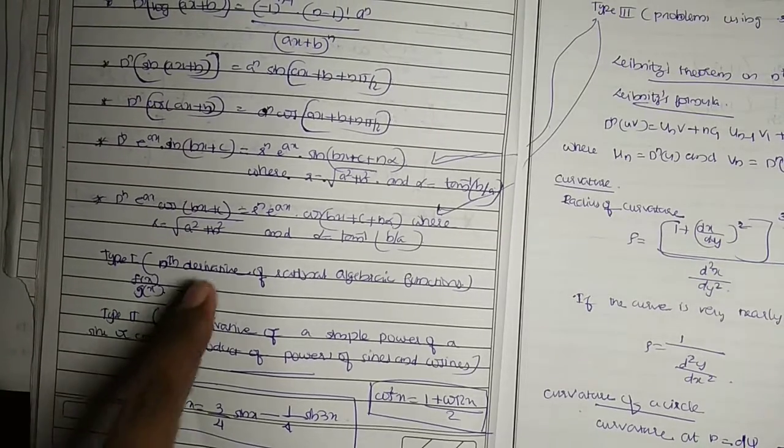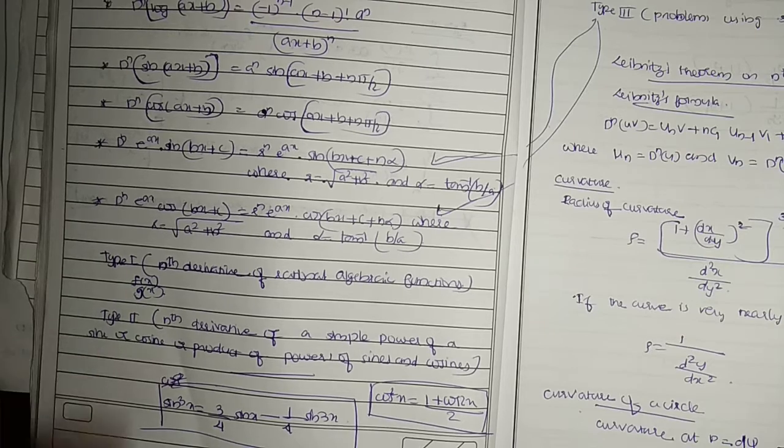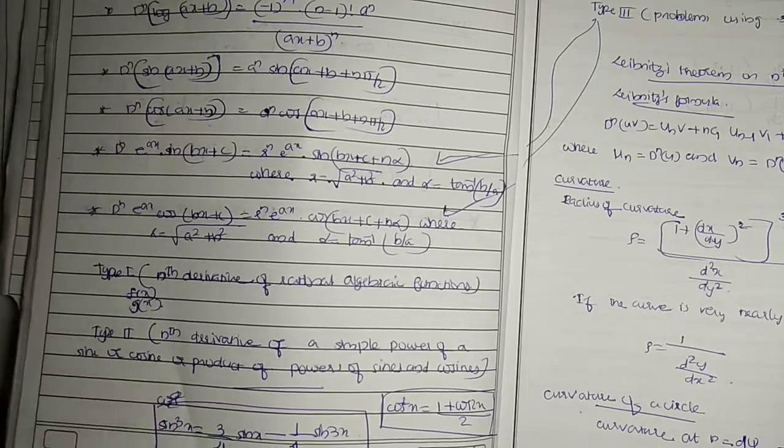Type 1: nth derivative of rational algebraic functions f of x by g of x. Type 2: nth derivative of a simple power of a sine or cosine, or a product of sines or cosines.